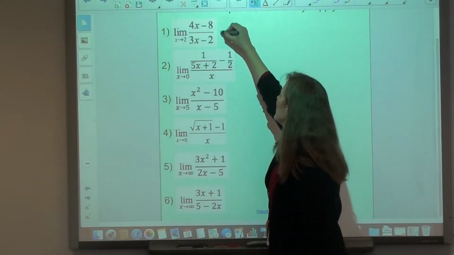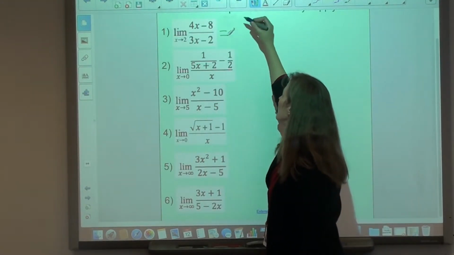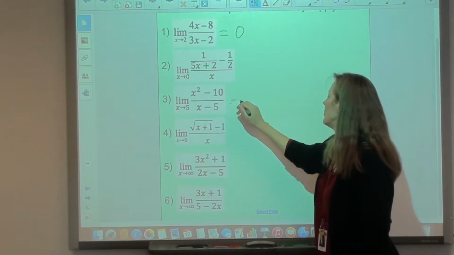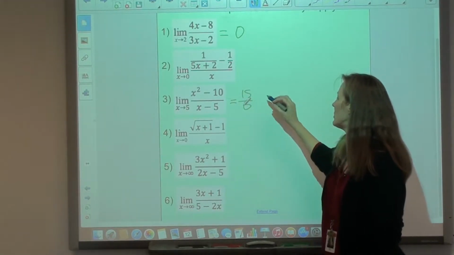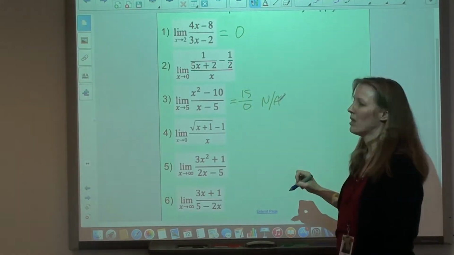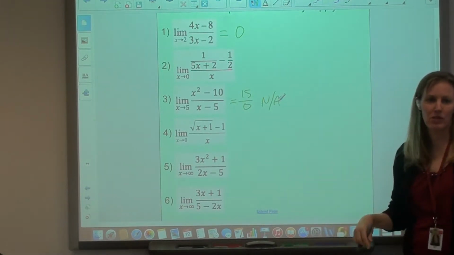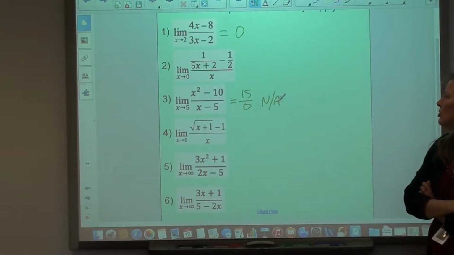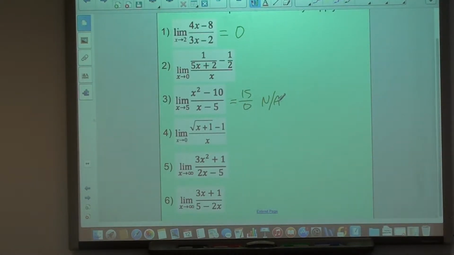Because when you plug into the first, you get 0 over 4, so that's just 0 and you're done, right? When you plug into the third, you get 15 over 0, so L'Hopital does not apply. So you have to do the method that we did on the front screen, right? But you can do it on 2, 4, 5, and 6. I love it, especially for limits as x approaches infinity, if you are uncomfortable with horizontal asymptote rules. It's really nice.